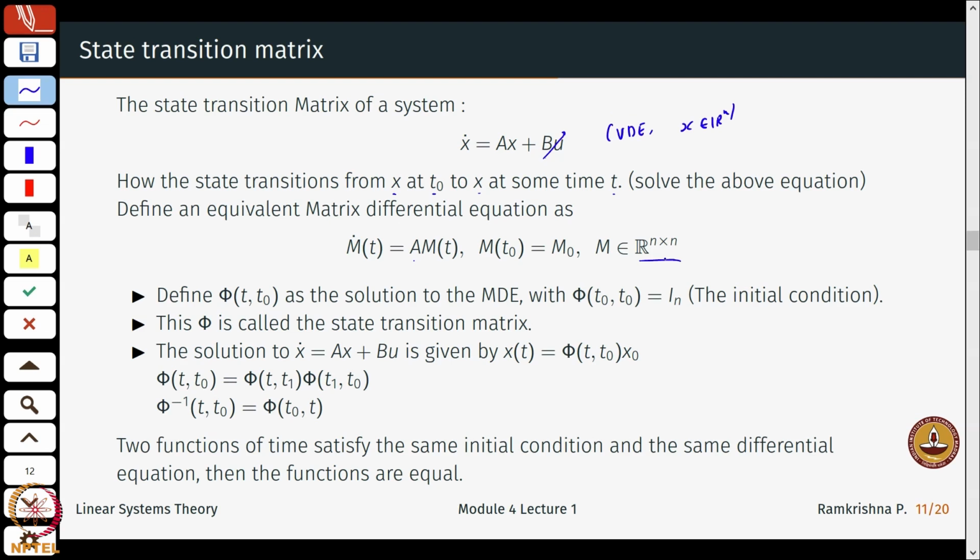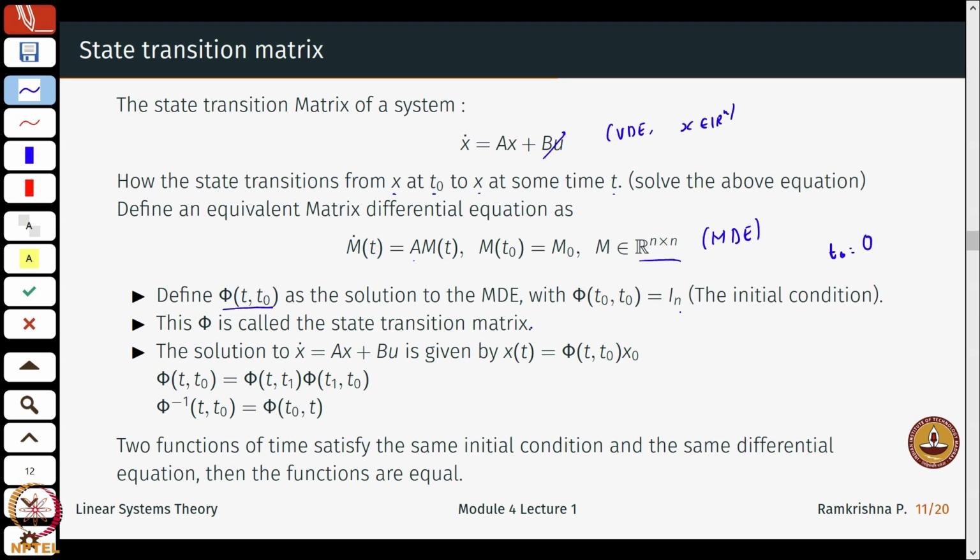Okay, so let me start with this matrix differential equation, and let me define phi of t comma t naught as the solution to this matrix differential equation with the initial condition being the identity. I am just using an arbitrary time as my initial condition, even though t naught can also be equal to 0. In many cases I will assume that t naught is actually equal to 0, even though nothing changes in generality. This matrix phi is called the state transition matrix.